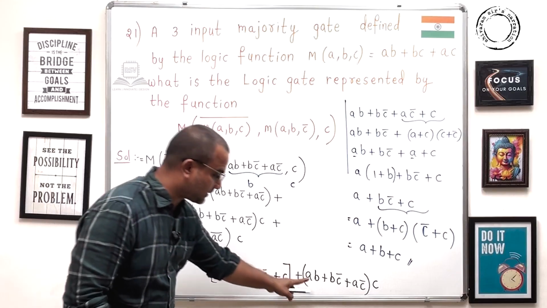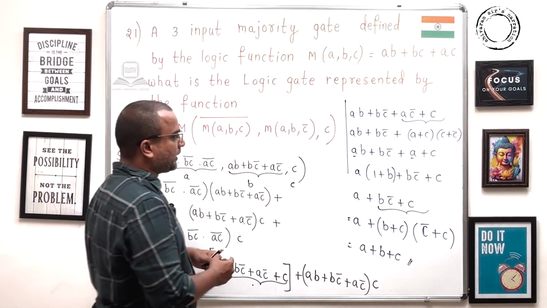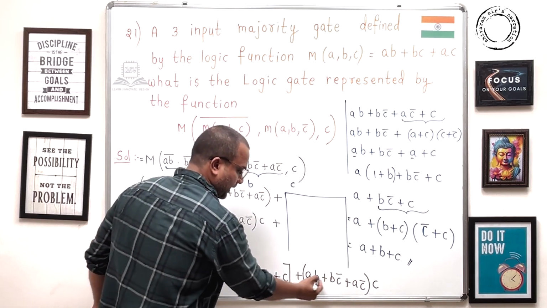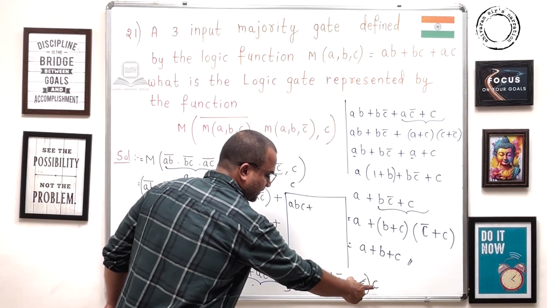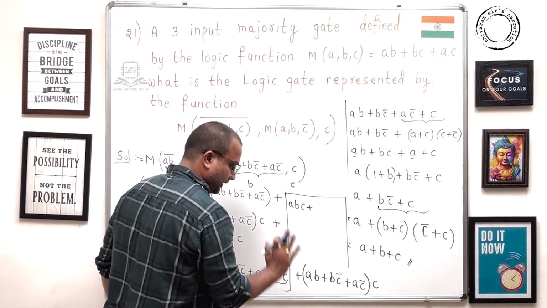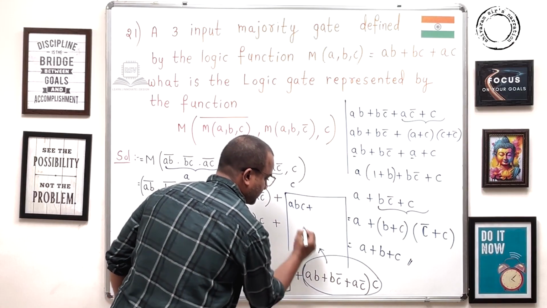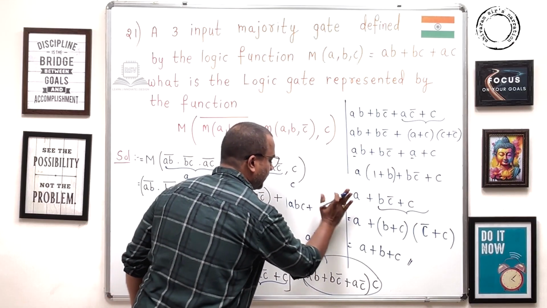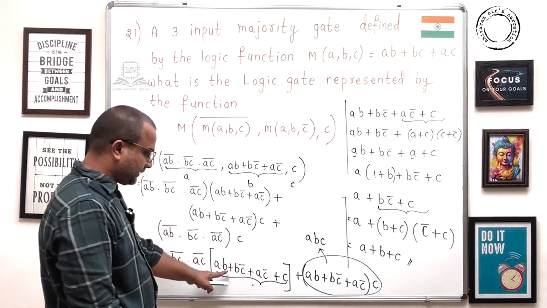And one more, see this, AB plus BC bar plus AC bar. Now what you can write here, AB into C, ABC, plus BC bar into C, 0, AC bar into C, 0. Hence, the simplified expression for this term is ABC only. So this is the minimized expression for this and for this.